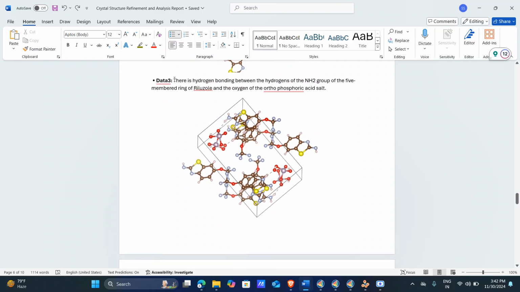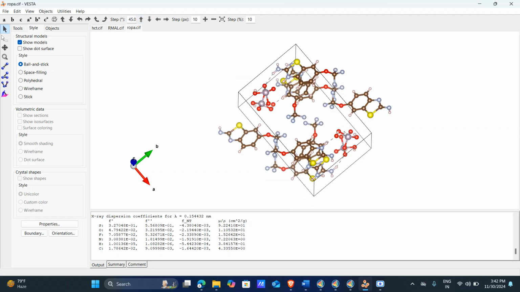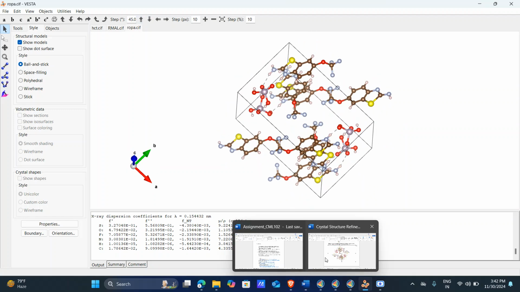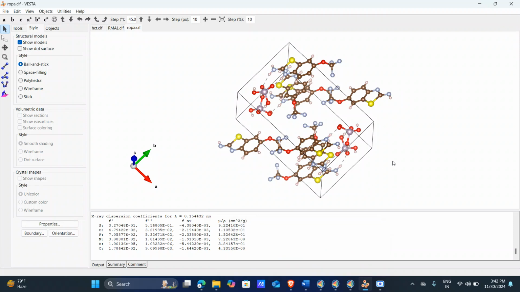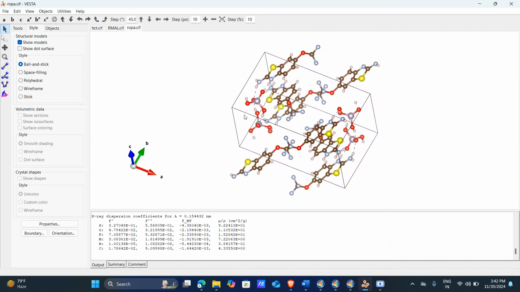Similarly, for our third structure, there is a hydrogen bonding between the hydrogen of the NH2 group of the five-member ring of riluzole and the oxygen of the orthophosphoric acid. We can also open it and see there is hydrogen bonding present. So using the crystal packing diagram, we get to know about the hydrogen bonding present there, about the different atoms, and also the packing structure we can get.